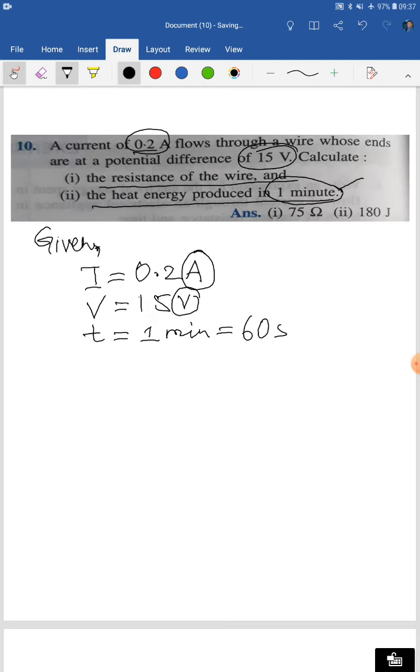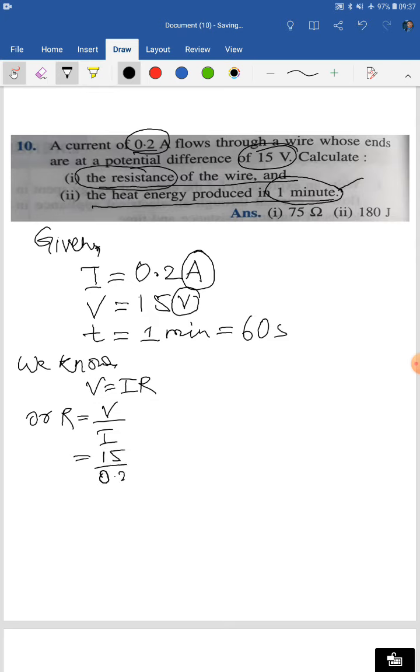We are supposed to find the resistance, understand? So we know Ohm's law, V equals I R, or if you make R the subject, you will get R equals V by I, isn't it? So how much is V? V is given 15. How much is the current? 0.2 ampere. So when you remove the decimal, you will have 15 into 10 divided by 2. So 2 1 time and 2 5 times is 10. So 15 into 5 is 75 ohms. So you get the solution for number 1, the resistance of the wire.